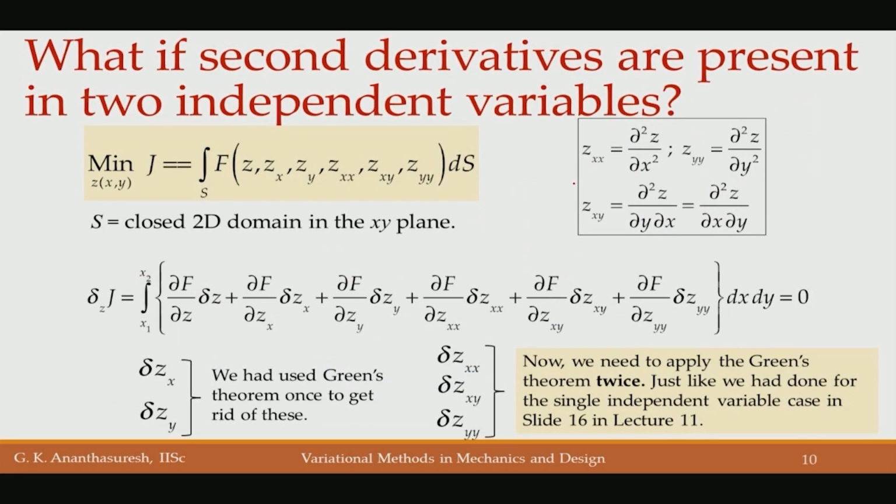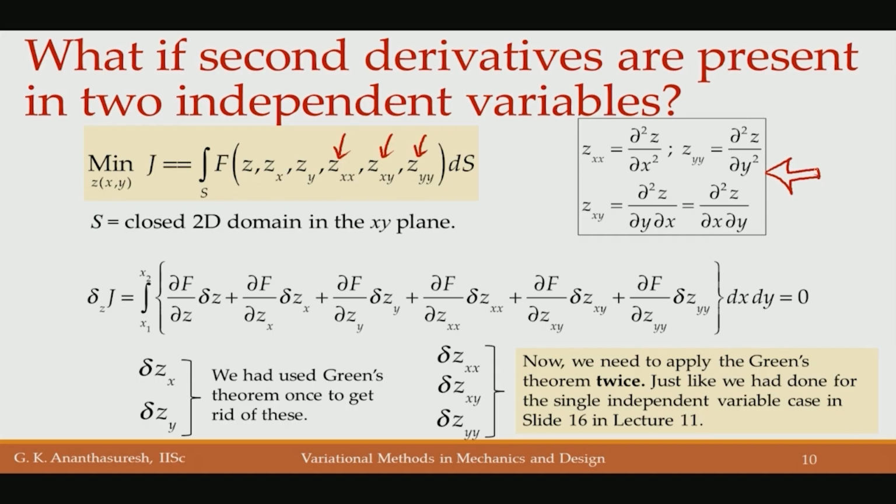Okay, that is one famous problem for this. Now, before we take up a mechanics example where the integrand depends on two independent variables such as x, y in the domain, let us actually consider a case where we have now these second derivatives also, z sub xx, z sub xy, z sub yy, which we had already defined earlier today.